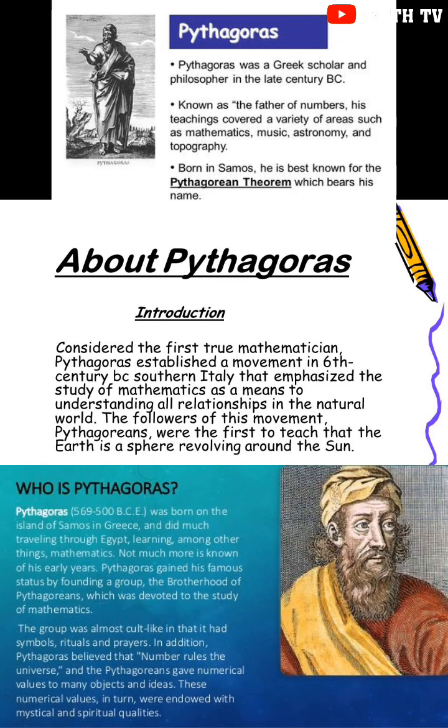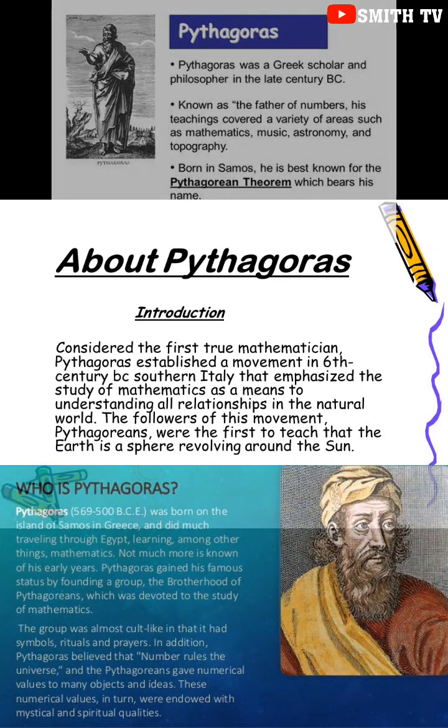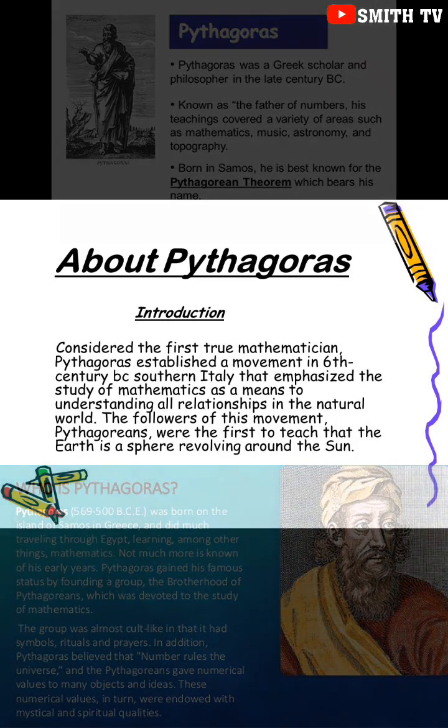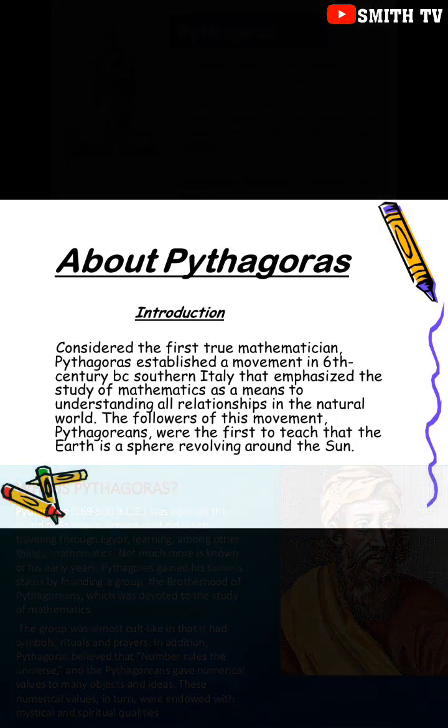In conclusion, Pythagoras, born in Samos, was a Greek scholar, philosopher, and mathematician. He is best known for the Pythagorean Theorem, which bears his name.